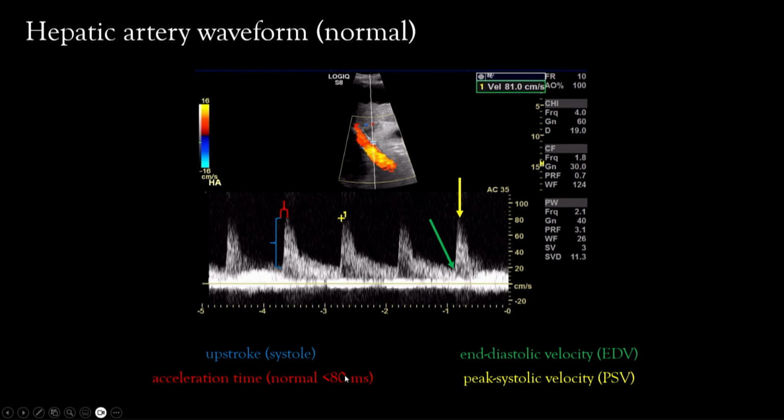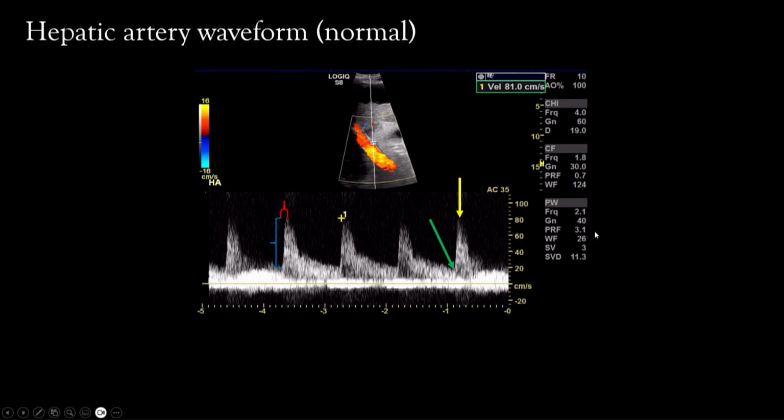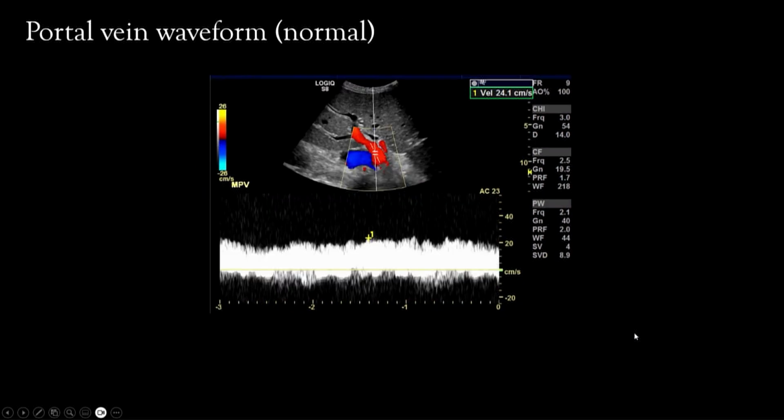That should be less than 80 milliseconds. And then we'll also look at the end diastolic velocity, which is right here, and the peak systolic velocity. We can calculate a resistive index using this equation: the peak systolic velocity minus the end diastolic, divided by peak. Normally in the liver that's going to be in the 0.5 to 0.7 range.